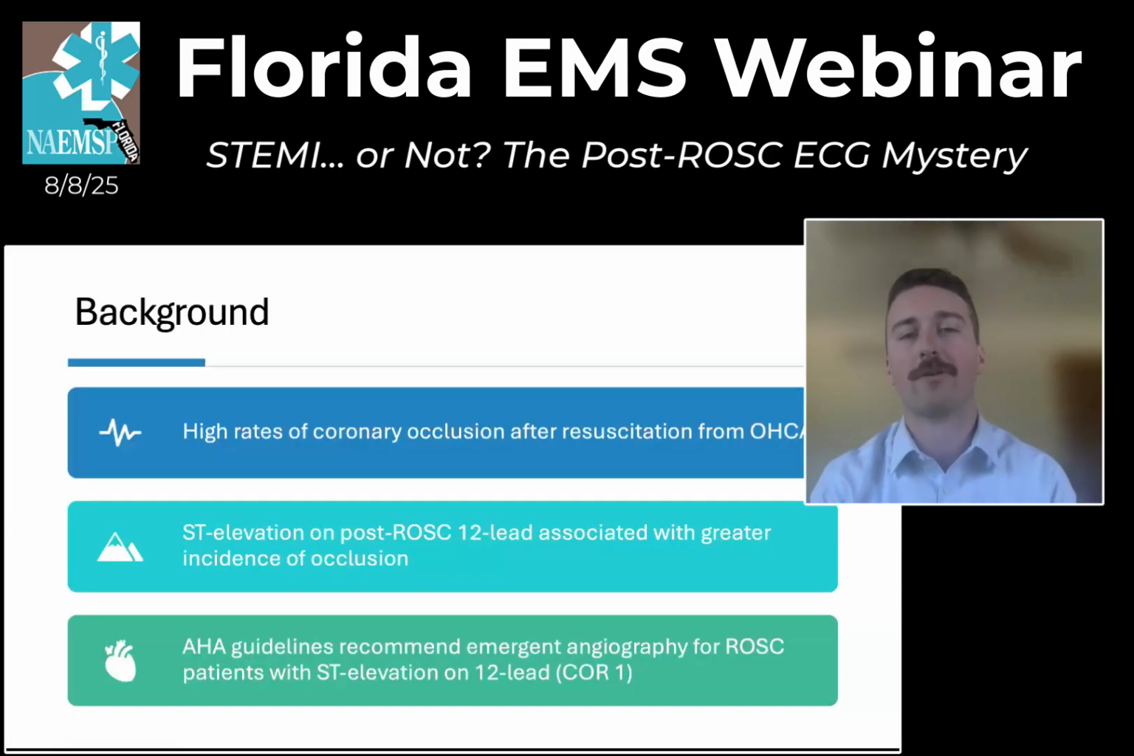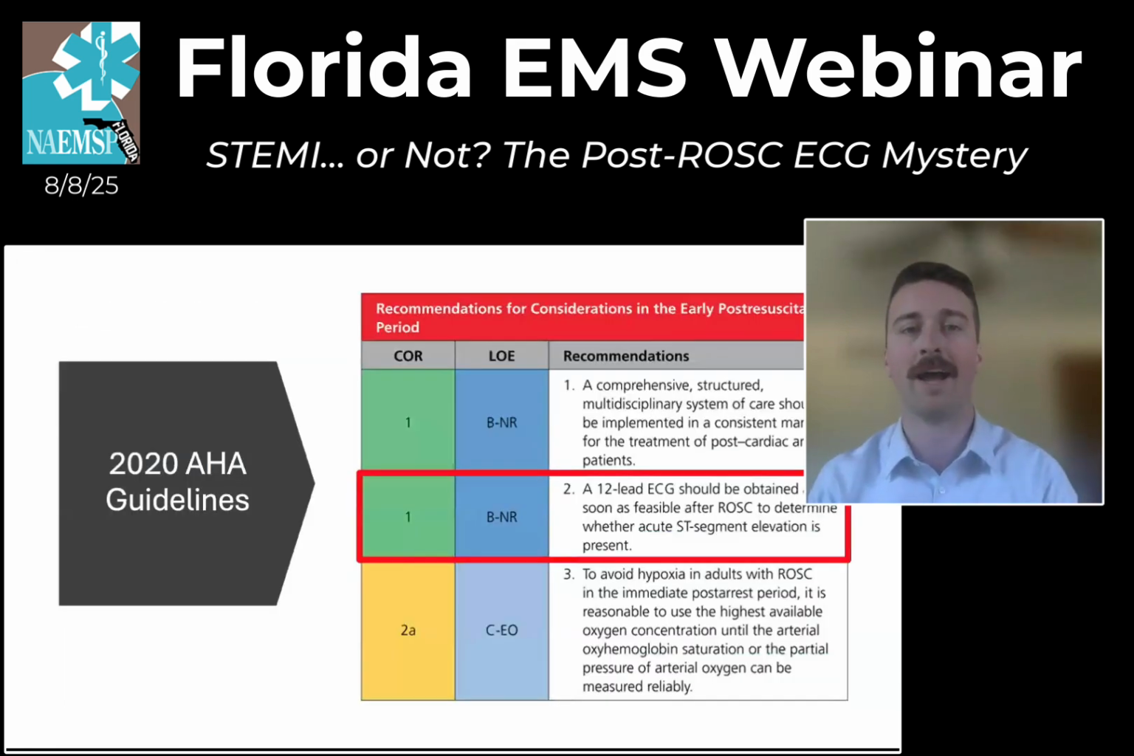We know that there are high rates of coronary occlusion found in patients who are resuscitated from cardiac arrest across a number of studies, and that ST elevation on post-ROSC 12 leads is associated with a higher incidence of that occlusion. American Heart Association guidelines currently recommend emergent angiography for patients resuscitated from cardiac arrest with ST elevation on their 12 leads, which has a high level of evidence to support it, as indicated here in their AHA guidelines. And their specific verbiage is this should be obtained as soon as feasible after ROSC to determine whether acute ST elevation is present.